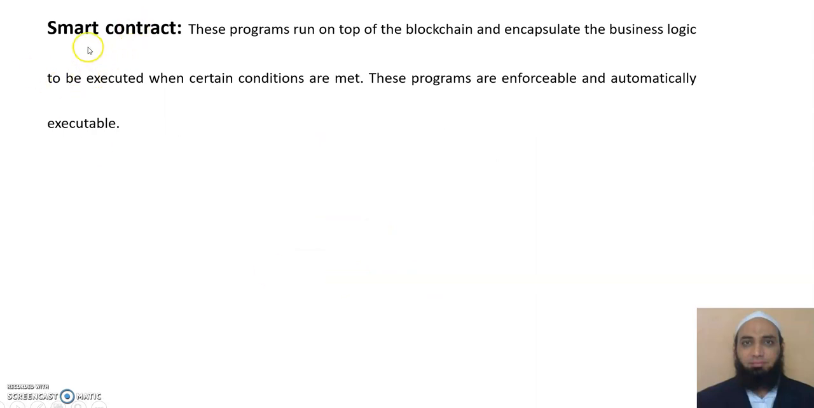The last subtopic is smart contract. These programs run on top of blockchain and encapsulate the business logic to be executed when certain conditions are met. These programs are enforceable and automatically executable. What is this smart contract in blockchain technology? These programs run on top of blockchain and encapsulate the business logic to be executed when certain conditions are met. These programs are enforceable and automatically executable.